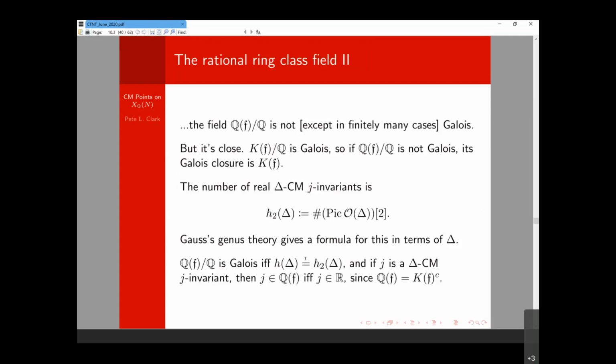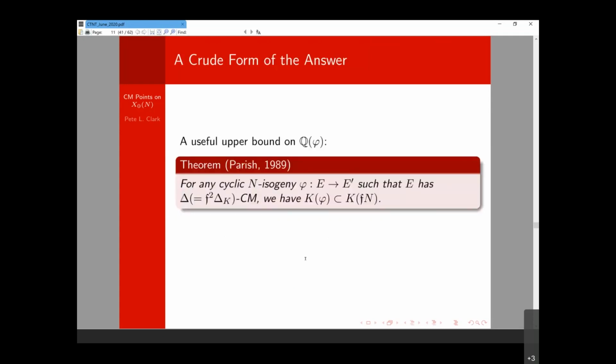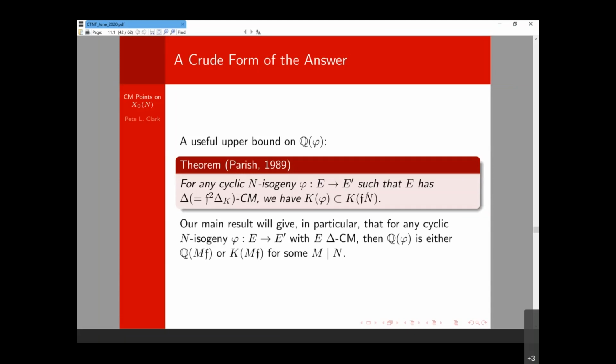Okay, so now we go on and do the elliptic curve applications. First of all, it's kind of classical. I found this result precisely in a 1989 paper of Parish, so it gives you an upper bound for the field of moduli of any cyclic N-isogeny on a CM elliptic curve, at least if you adjoin K. And so an upper bound is a larger ring class field. The elliptic curve itself is going to be defined over the ring class field K_F, and all of its cyclic N-isogenies are going to be defined over a bigger ring class field, K_{FN}. Okay, so that's over K, and we want to work over Q, but it gives you an upper bound.